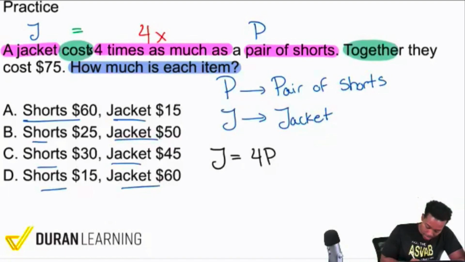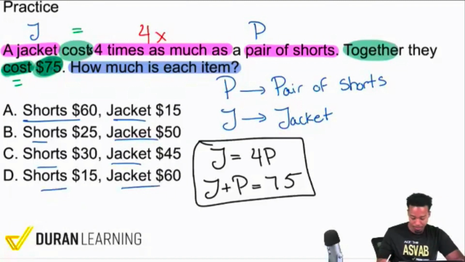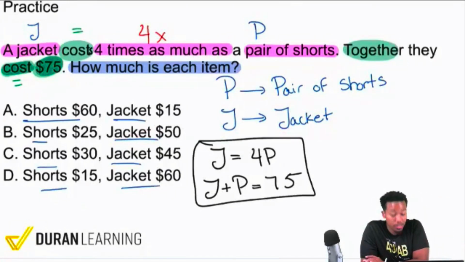Add. Together, they cost, or what is the word again? Another way of saying cost means what? Equals. That's right. Together, they equal 75. And so, boom, we'll say J for the jacket together with the pair of shorts costs or equals 75. And there is your setup. So that would be the correct setup, and the correct answer would be D.